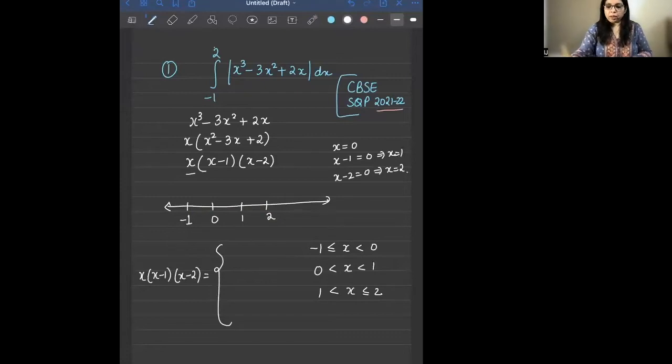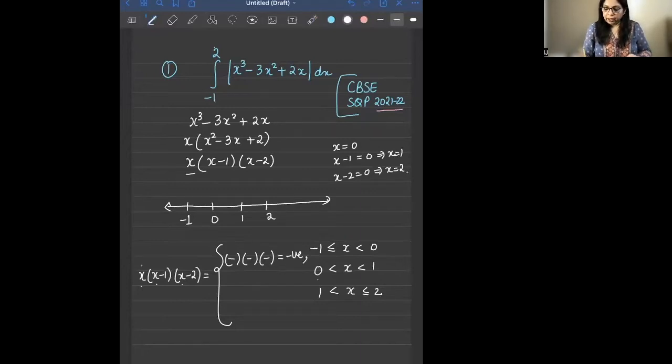So for that, in the first interval, we will take any value between -1 and 0. Let us take -0.5. So when we put -0.5 in x, it is negative. When we put -0.5 in x minus 1, this is negative. And here also this is negative. Overall, the product of 3 negatives is negative. So overall answer is negative.